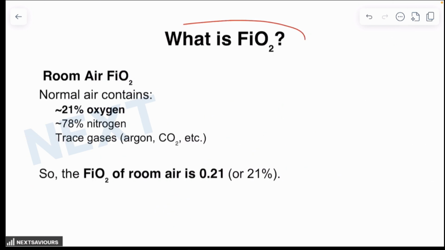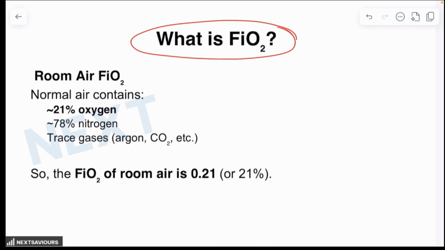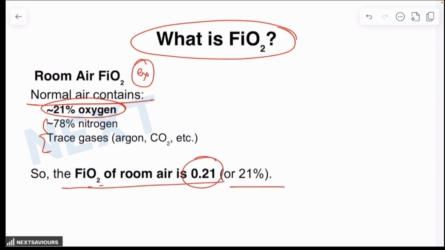One is FiO2. Now you already know what FiO2 is. It stands for fraction of inspired oxygen, which refers to the percentage of the oxygen a person inhales during breathing, either from the room air or through the oxygen delivery device. If I give you one example, normal air contains how much? 21% oxygen and the rest 79% other gases. That means that the FiO2 of room air is 21%.